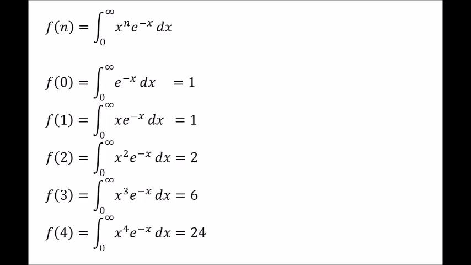Here are examples for the first few integers. F of 0 is simply the integral of e to the minus x. F of 4 is the integral of x to the 4th times e to the minus x. It should be noted that these integrals are all equal to some number. In a short while, we will see how these numbers are obtained.